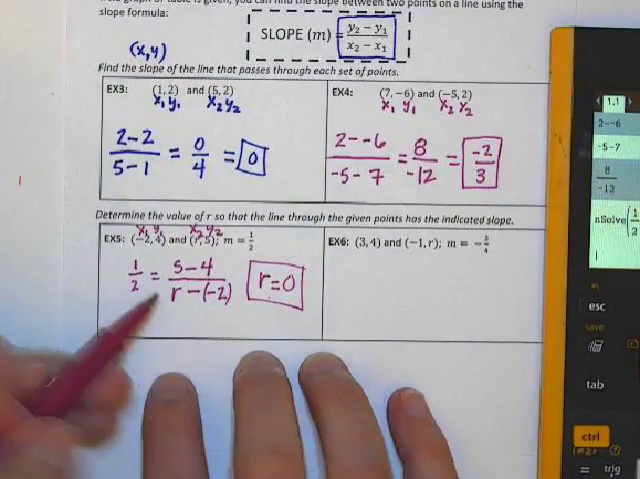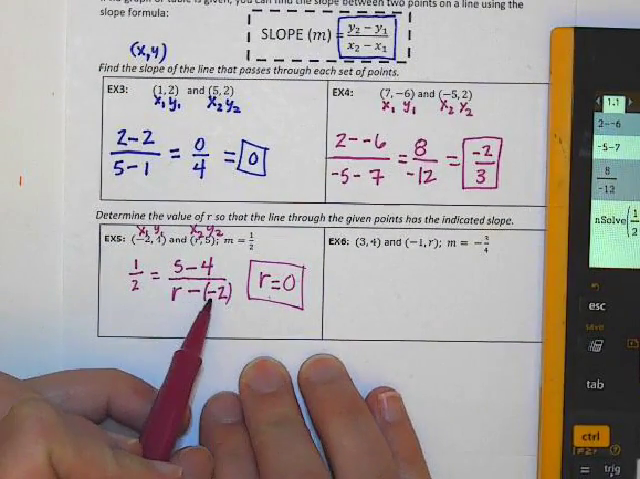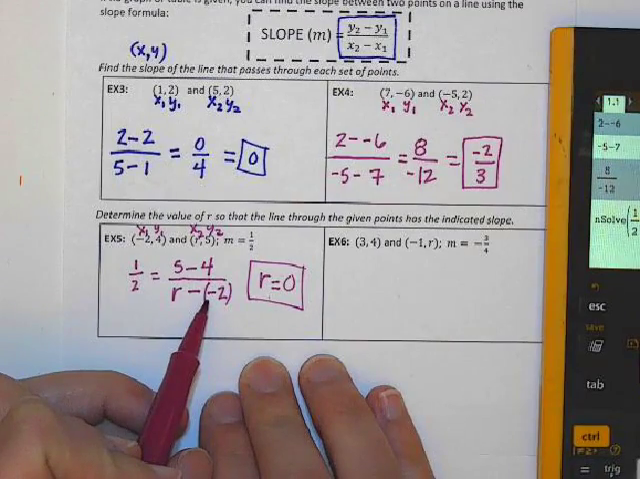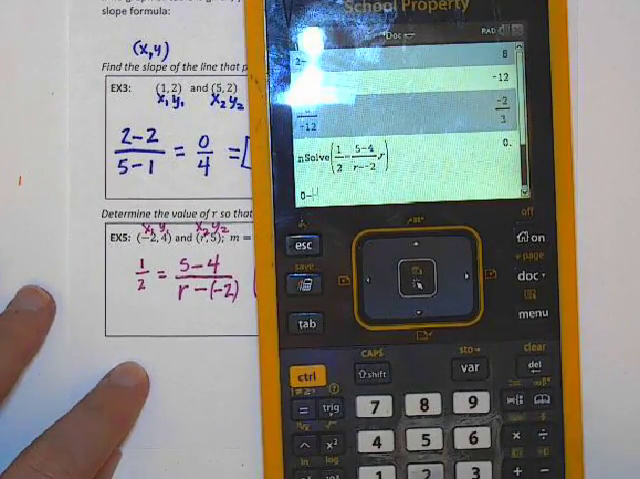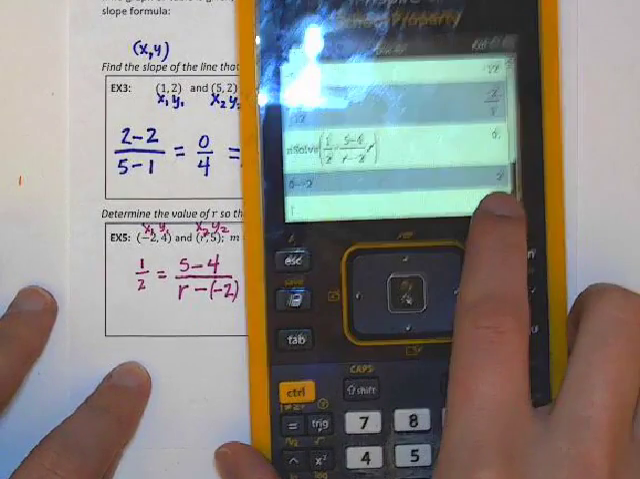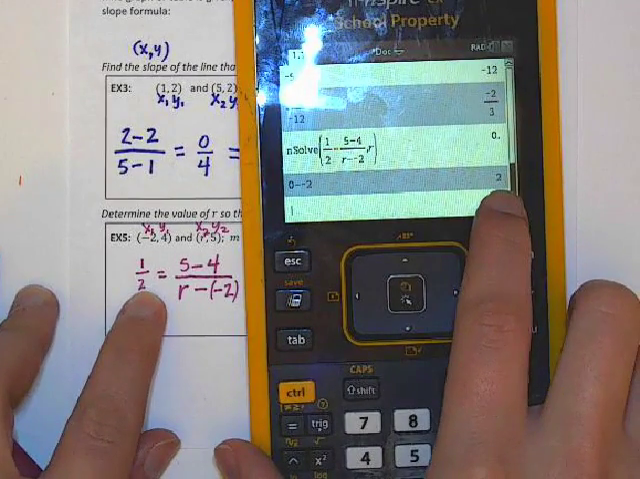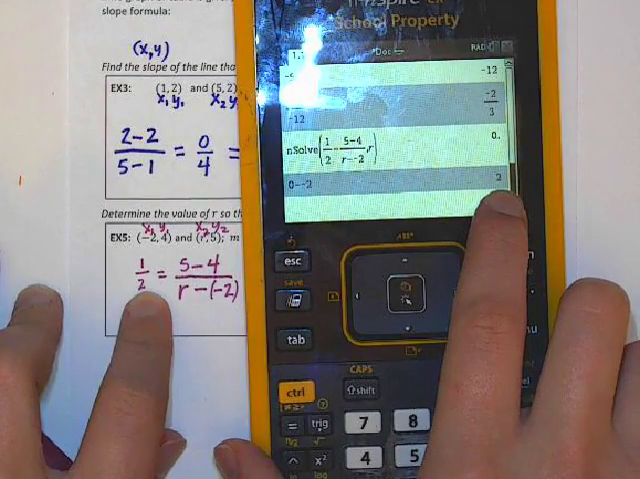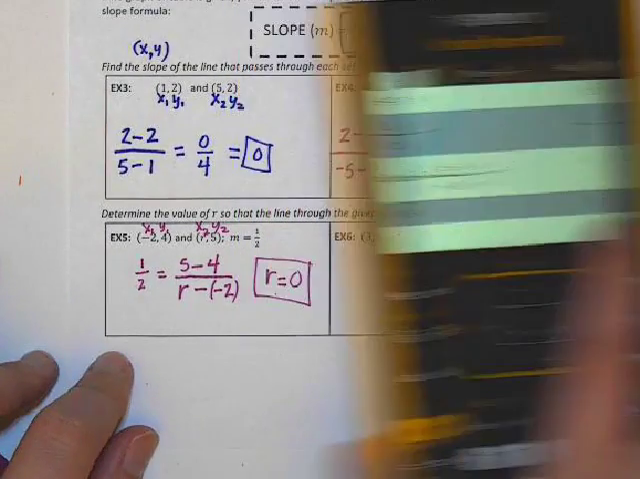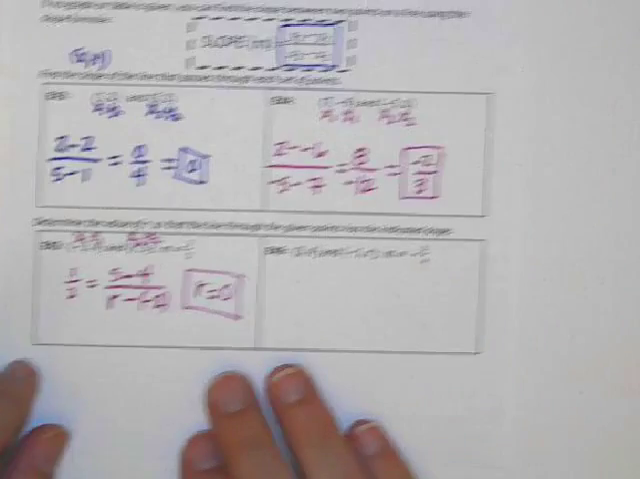Would that make sense? 0 minus negative 2. What does that give me? 0 minus negative 2 gives me 2. Is that what I got on the bottom of my slope? What's 5 minus 4? 1. That makes sense, right? Okay.